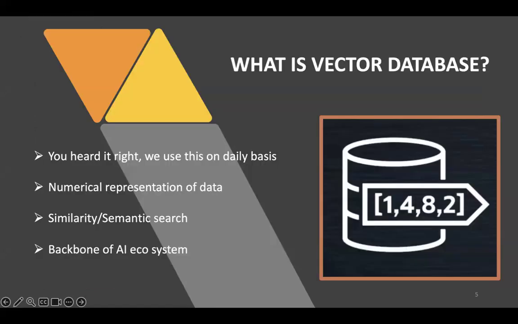So now we understood the term vector. Vector is nothing but quantity represented by arrow with both direction and magnitude. It's a mathematical term, but why it's even related to database? You will be surprised if I say we use it on daily basis without knowing about it. Any data value that is represented with the array of numbers is called a vector. It is a backbone of AI ecosystem. Any AI that is based on similarity and semantic search is nothing but a vector search only.